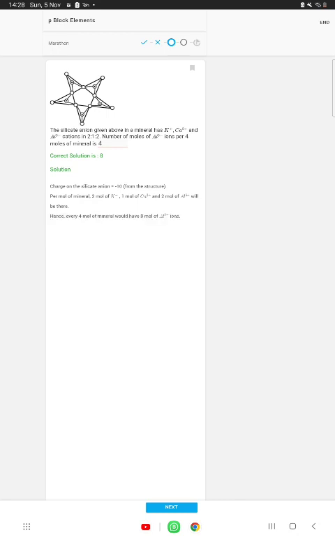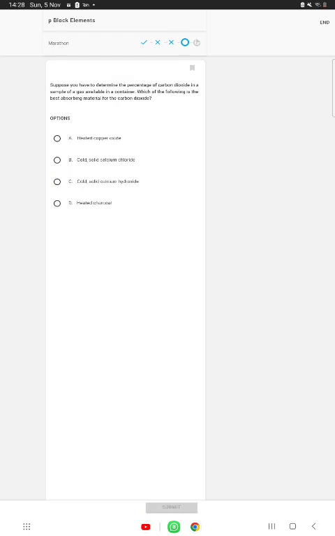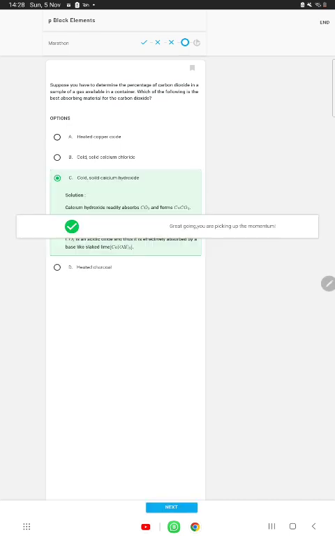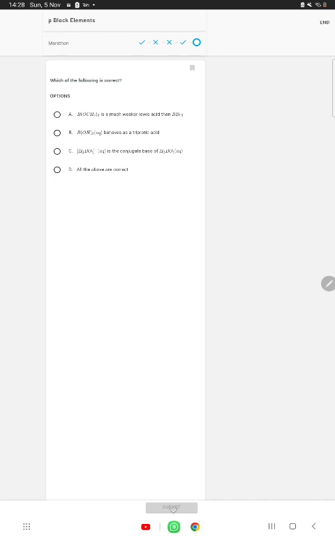Hence every 4 moles of minerals would have 8 moles. Wrong. Suppose you have to determine the percentage of carbon dioxide, so cold calcium hydroxide. This keeps coming up again and again, no problem. Which of the following is correct? B(OH)3 is a tribasic acid. Wrong. H2BO3 is the conjugate base, no.